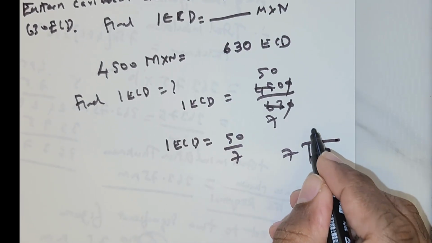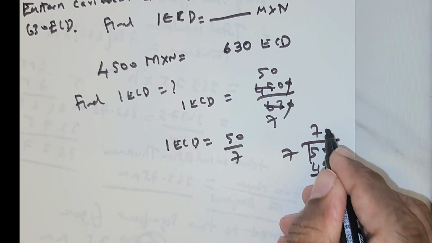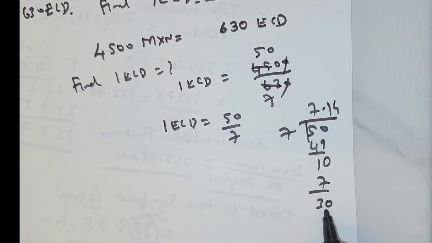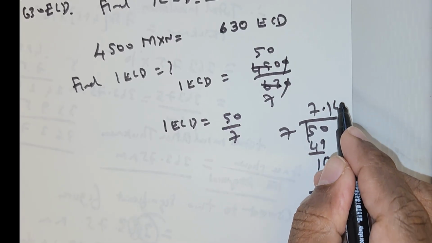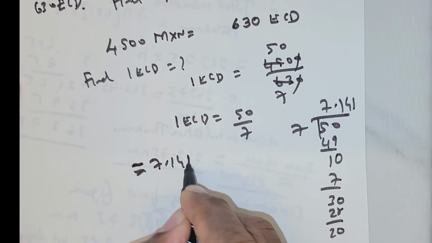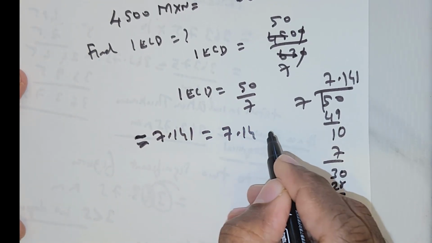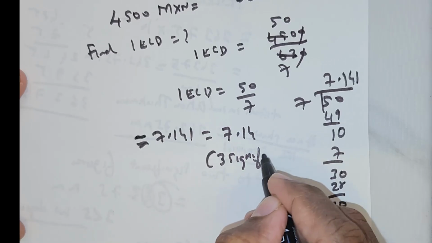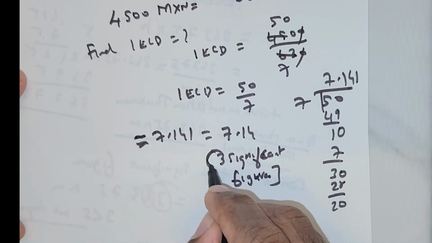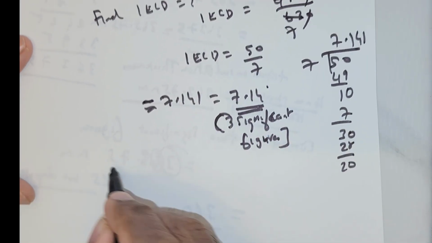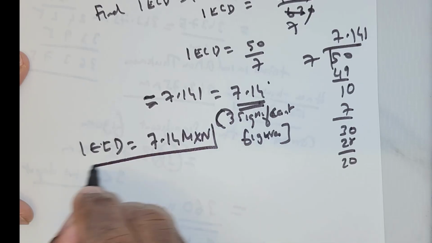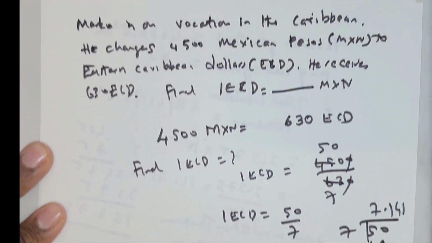So we divide 50 by 7. 7 times 7 is 49, carry 1. 0, 7 ones are 7. We have a 3 there. 0, 7 fours are 28, 2, 0 and 7 1. So this is approximately equal to 7.141, which I'm taking as 7.14 to 3 significant figures. You got to write this figures. Okay, so 1 ECD is equal to 7.14 Mexican pesos. So that is the final answer to this lovely question.